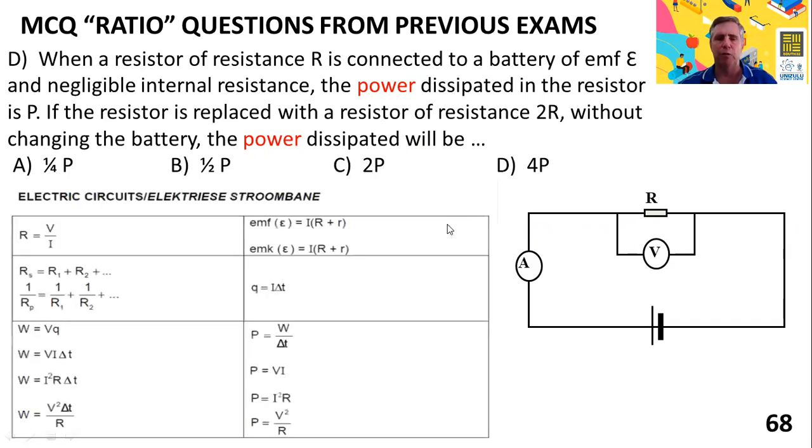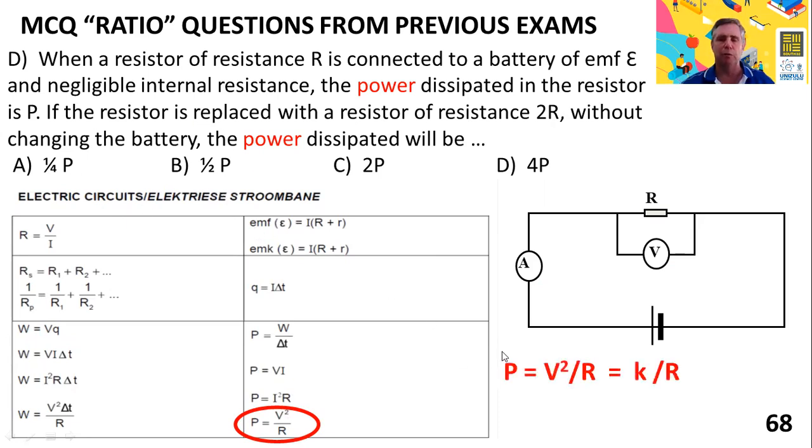Now, once again, where do we start? We always start by looking at the relevant equation. And we go to our data sheets and we're looking at power equations. In particular, we want the relationship between power and resistance. Voltage doesn't change because the battery is the same. And we can see here that power is inversely proportional to resistance. So we expect that if the resistance gets bigger, the power is going to get smaller. So we expect answer A or answer B.